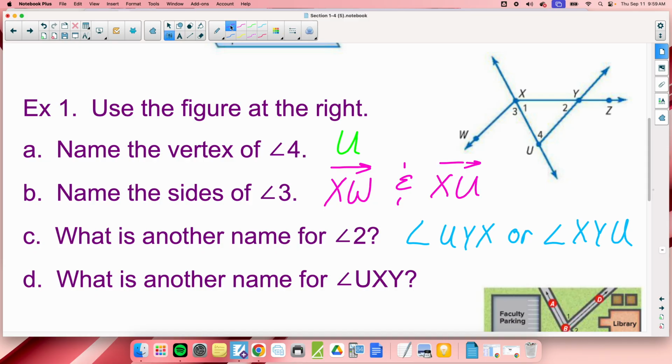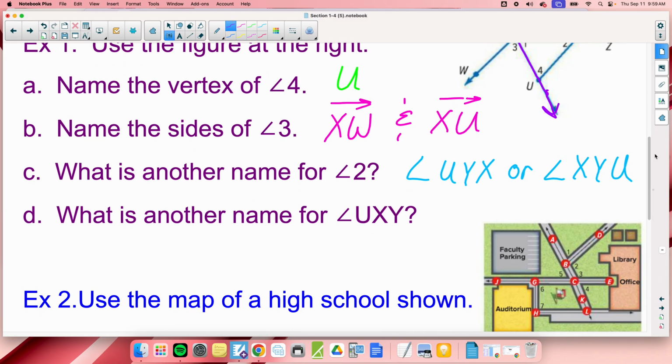So angle UXY is going to start at U, go through to X, and then go through Y. So it's this angle, UXY. What would be an easy way to name that? YXU for sure. Or you can go angle 1. Yes, so YXU, or that 1 is there so that we name it. Okay?